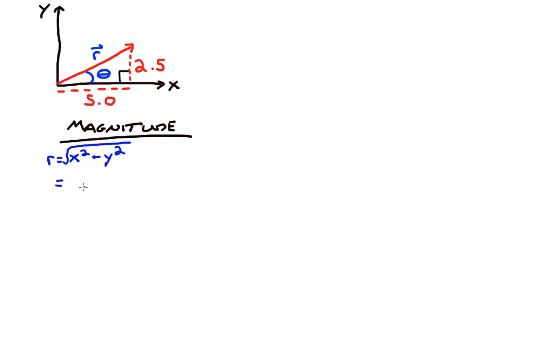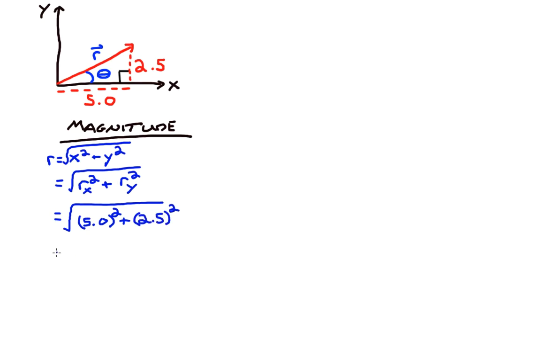If I really want to be precise here, I should call these r's x component squared and r's y component squared. We can go ahead and plug in the information that we have to find the length of the vector, now, its magnitude. My x component is 5, my y component is 2.5, and if I square these and add them together, I get 31.25. Go ahead and pause the video to check that I've done this correctly.